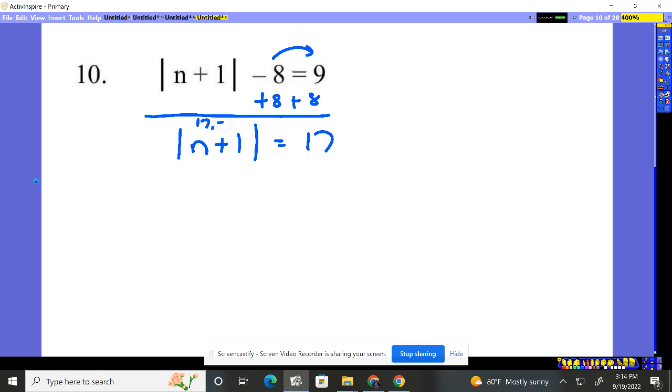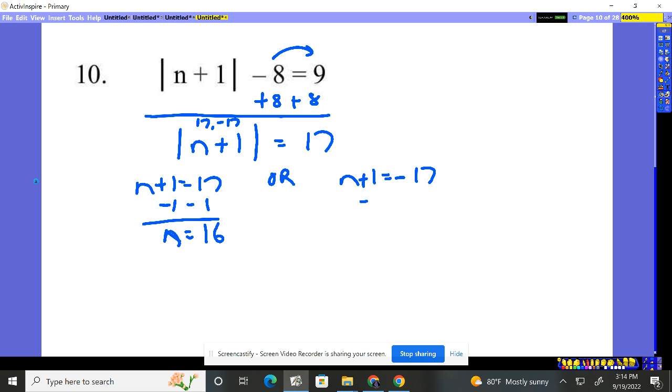Inside here, I know it's got to be 17 or negative 17. The absolute value of either one of those equals a positive 17. So there's going to be 2 solutions here. So I want to say, hey, when are you going to equal positive? When are you going to equal the negative? This is going to be an or. Subtract 1, n is equal to 16 is one possibility. Negative 18 is the other. So I put down 16 or negative 18.